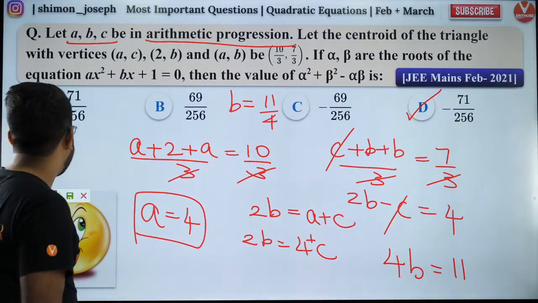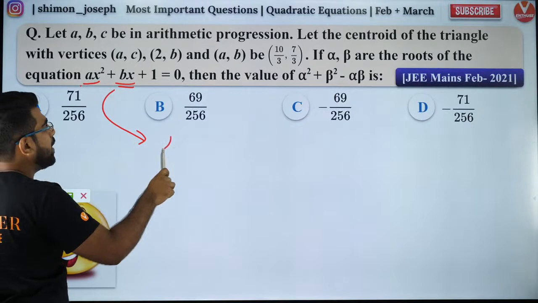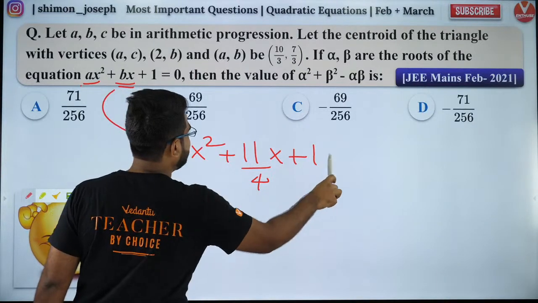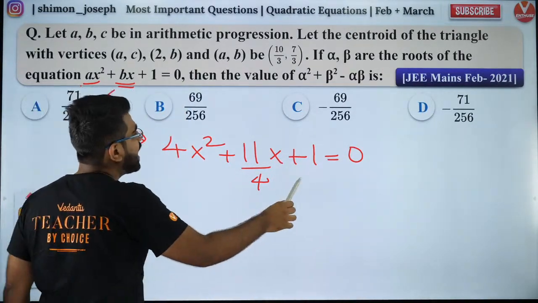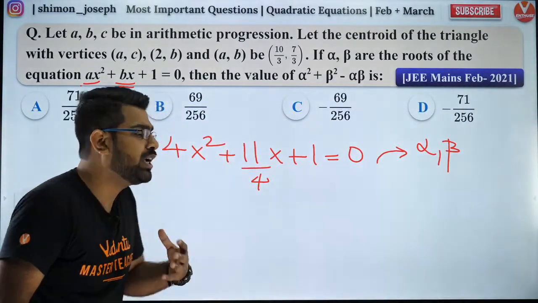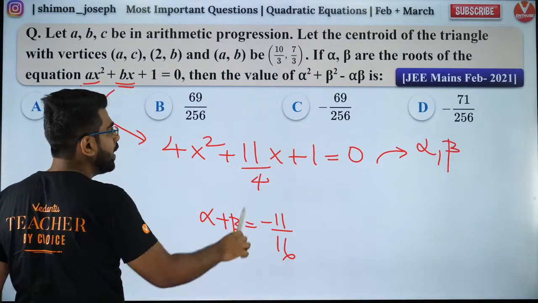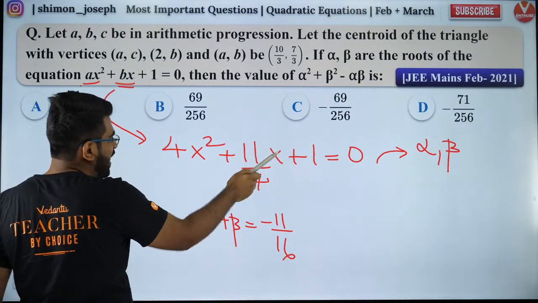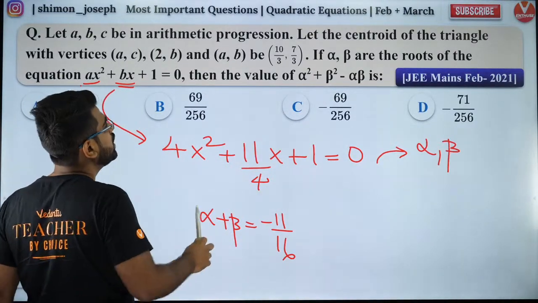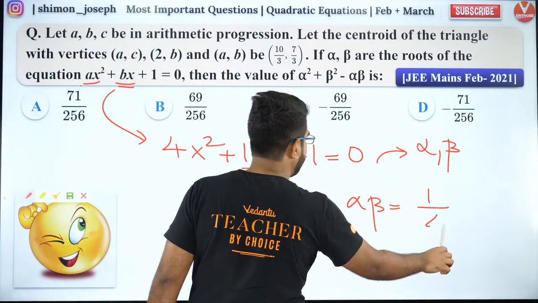So people, I'm gonna erase this. So I got a to be 4 and b to be 11 by 4. So this quadratic will become 4x square plus 11 by 4 x plus 1 is equal to 0. So the roots are alpha and beta for this equation. The sum of the roots is minus b by a. So 11 by 4 with a minus sign divided by 4, that will become minus 11 by 16. Now, what is alpha beta? Alpha beta is equal to c by a. So c by a will be 1 by 4.